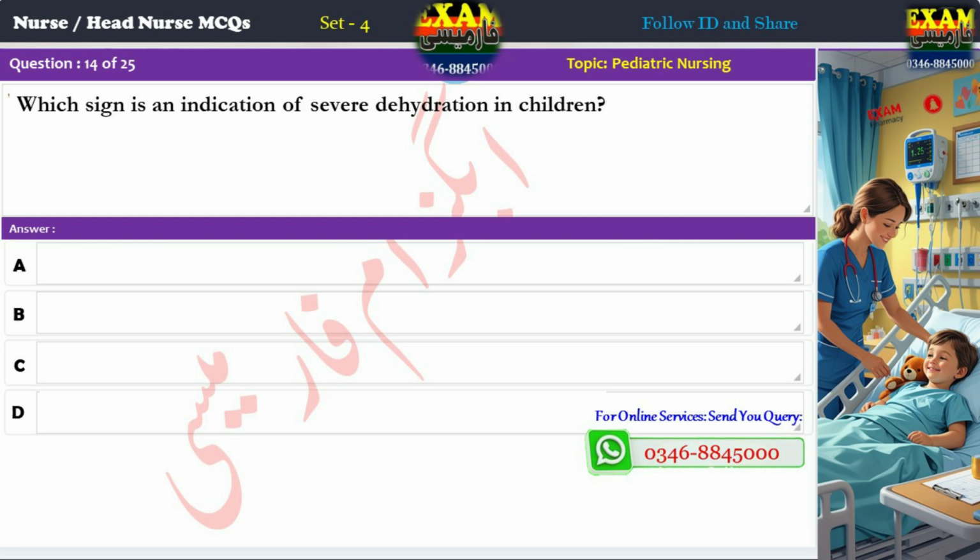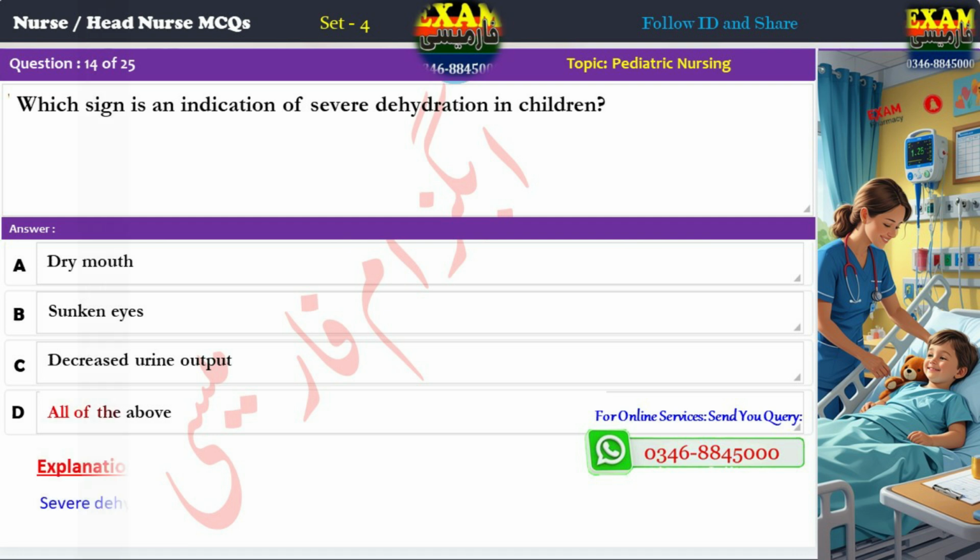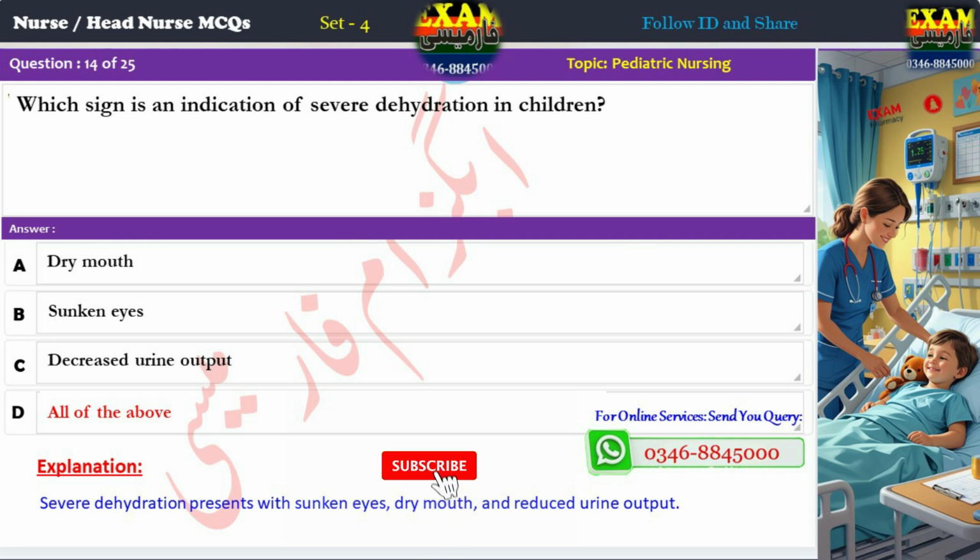Question 14. Which sign is an indication of severe dehydration in children? A. Dry mouth. B. Sunken eyes. C. Decreased urine output. D. All of the above. Correct answer: D. All of the above. Explanation: Severe dehydration presents with sunken eyes, dry mouth, and reduced urine output.